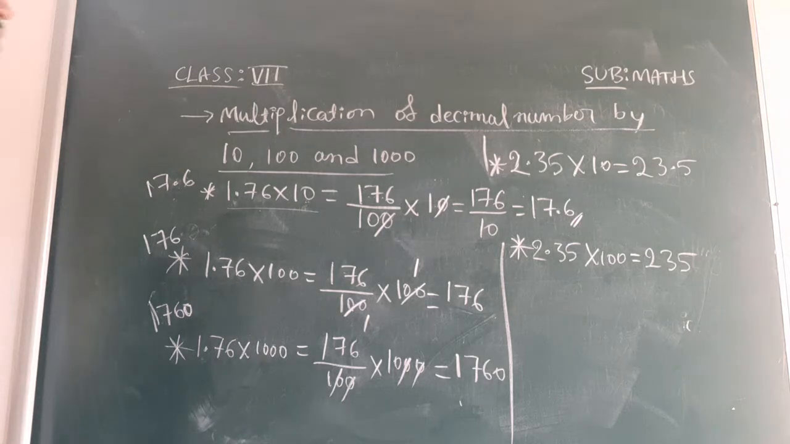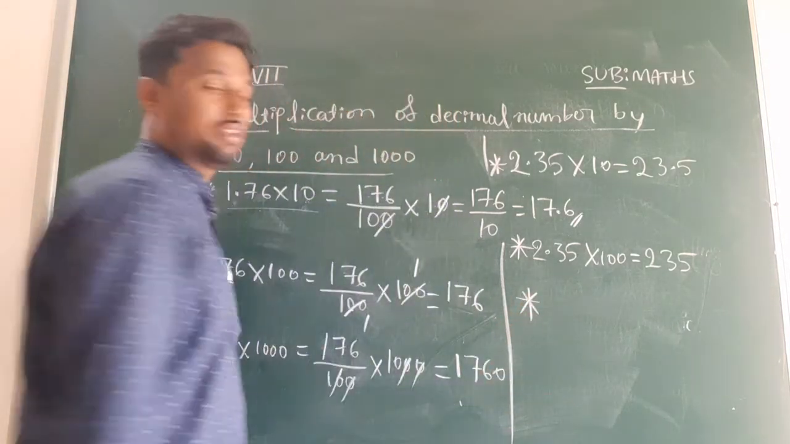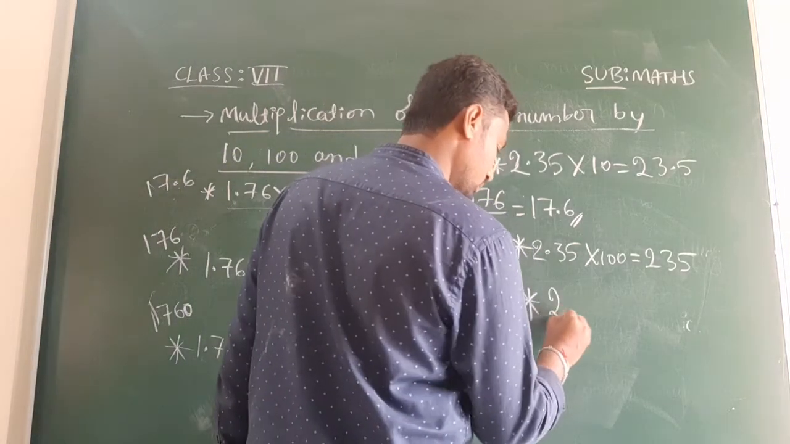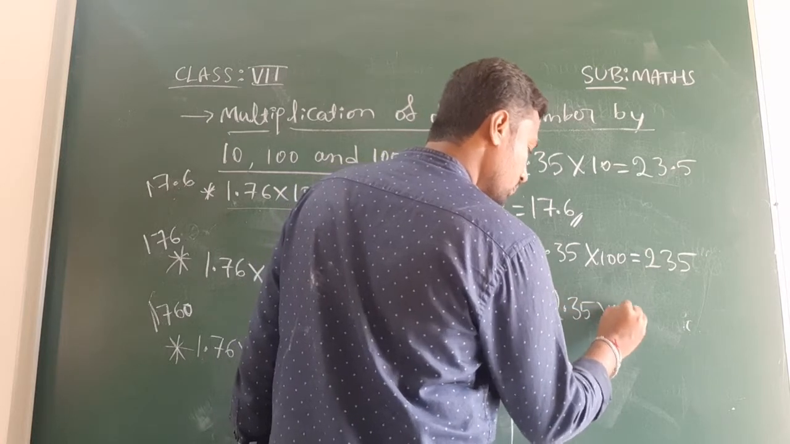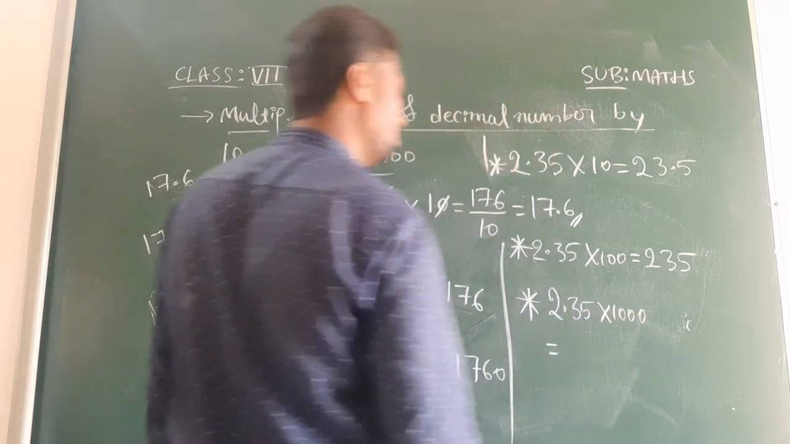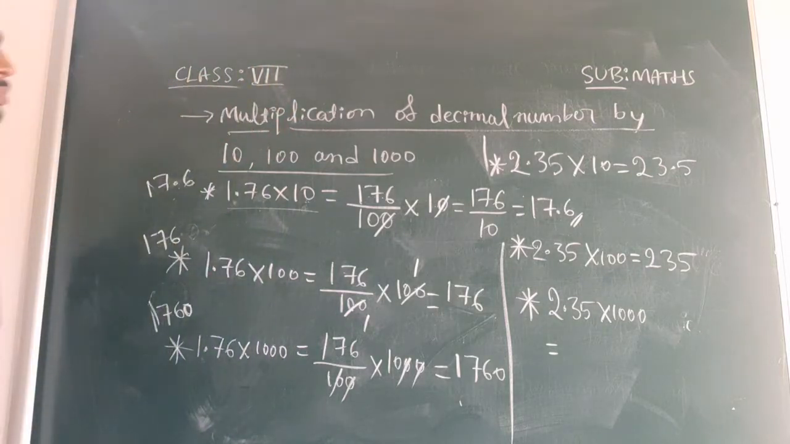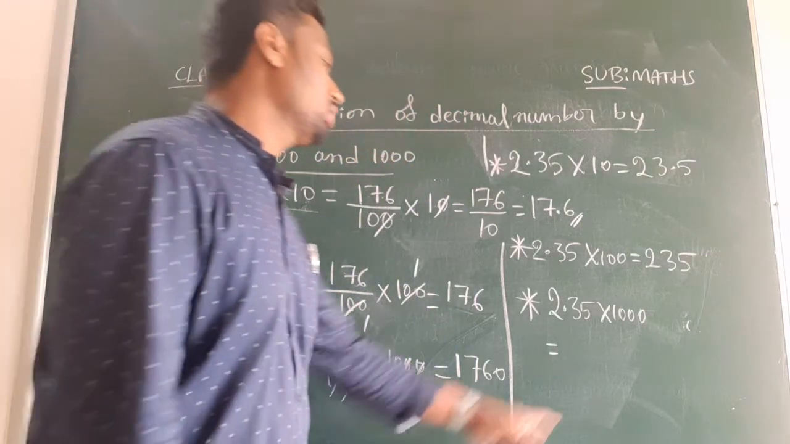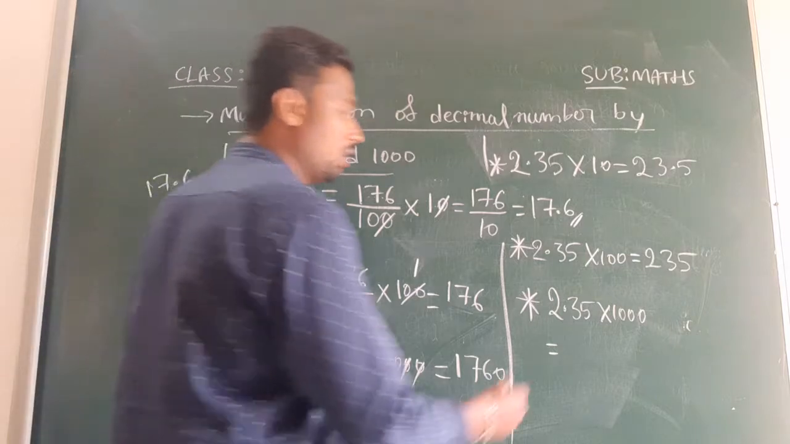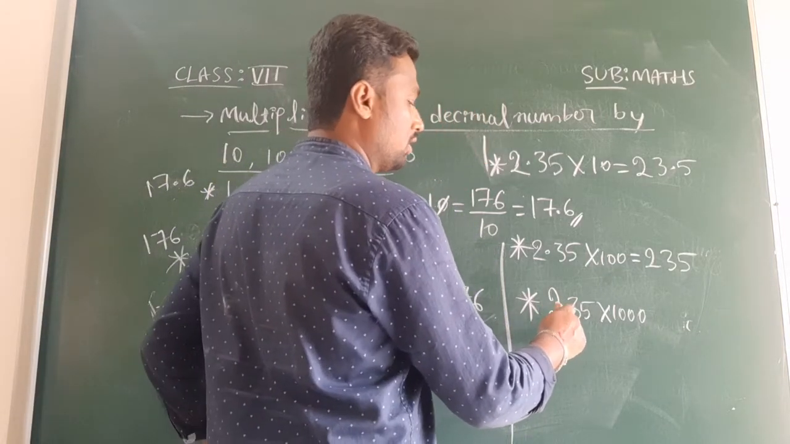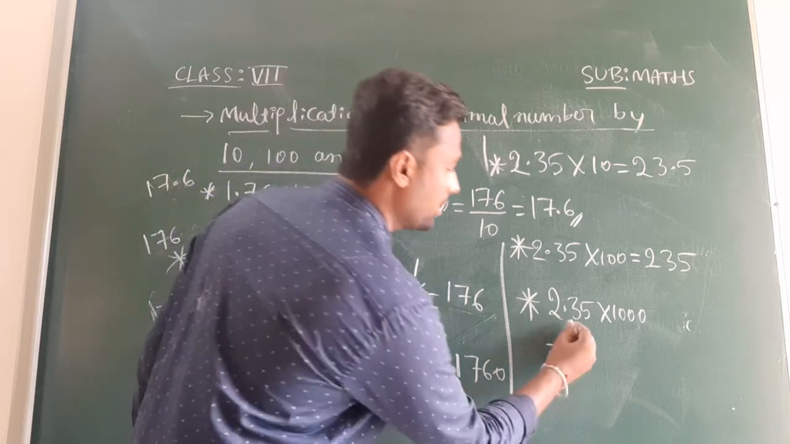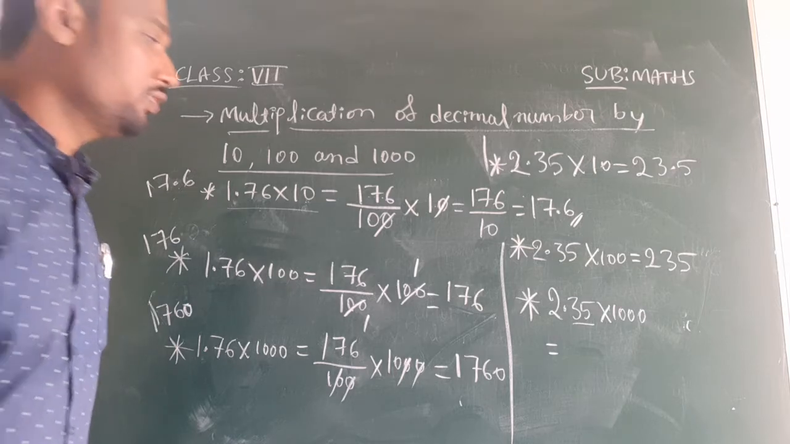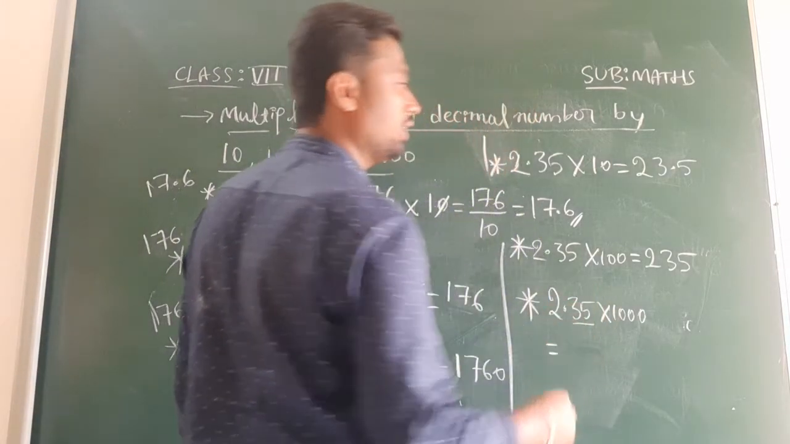Okay. Now the next example they have given here is again 2.35 into 1000. So how can we multiply here? How many zeros do we have in this 1000? We have 3 zeros. So we will move this decimal point 3 steps towards the right side. But here we have only 2 digits. Then how can we move 3 steps? Which means you have to consider a 0 in the third step.